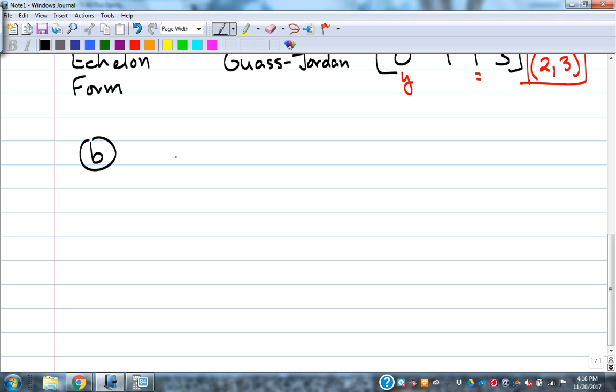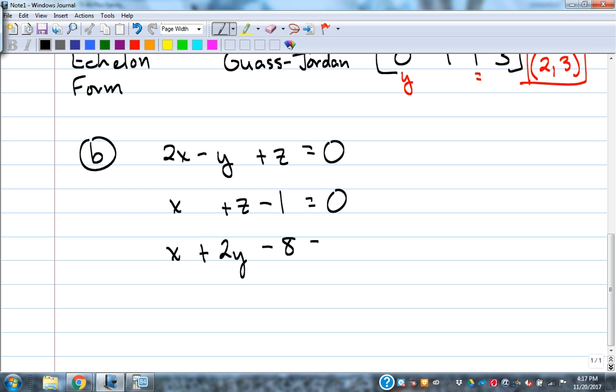Maybe a 3-variable matrix. 2x minus y plus z equals 0. x plus z minus 1 equals 0. And x plus 2y minus 8 equals 0. This one is a little screwed up because it's got some stuff that doesn't have a variable on the left side and things that do have variables on the left side. And it's got 3 variables in it.